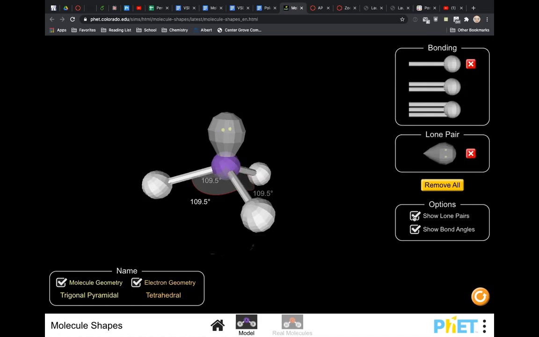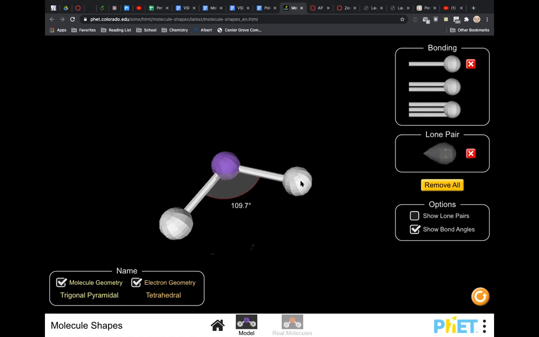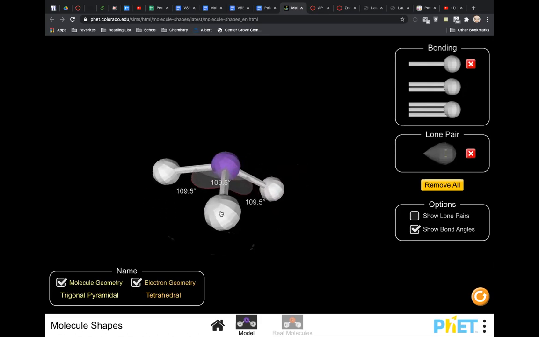But I'm going to not show the lone pairs. So I just turned that off. So our molecular geometry is based only on these atoms on the screen. And that shape is a little different than that shape. That's why they have 2 different names.